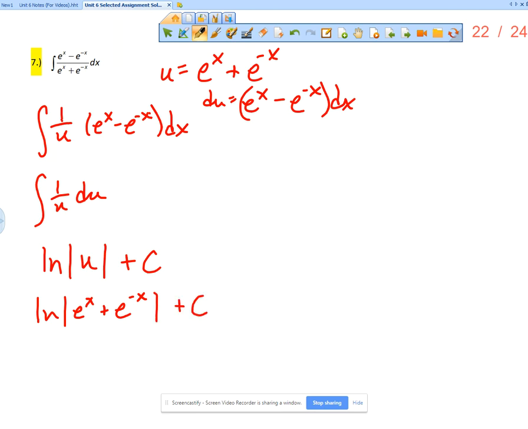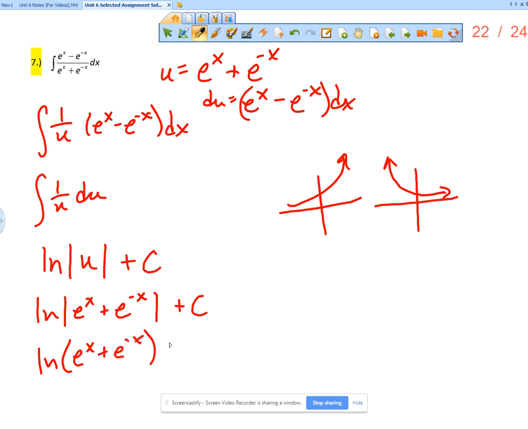So now, once again, we want to consider what's inside of the absolute value, e to the x plus e to the negative x. Well, what is e to the x? E to the x is a graph that looks like this. E to the negative x is actually just a graph that looks like this. And so if you add these two things together, which are always positive, you are going to get a value that's always positive. And so you do not have a need for the absolute value. So it's natural log of e to the x plus e to the negative x plus c.